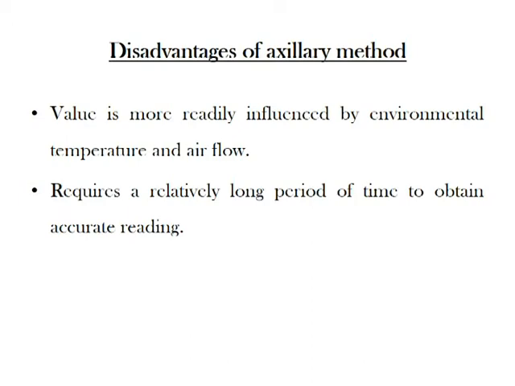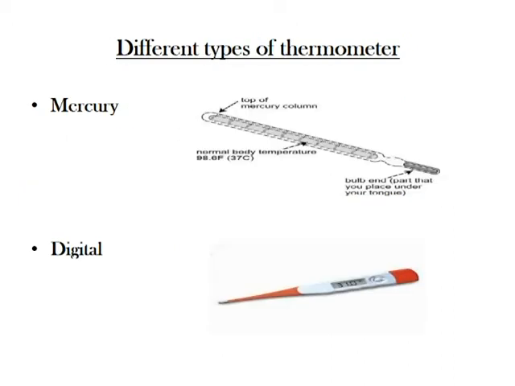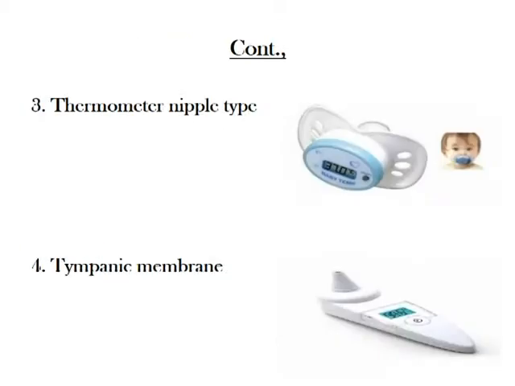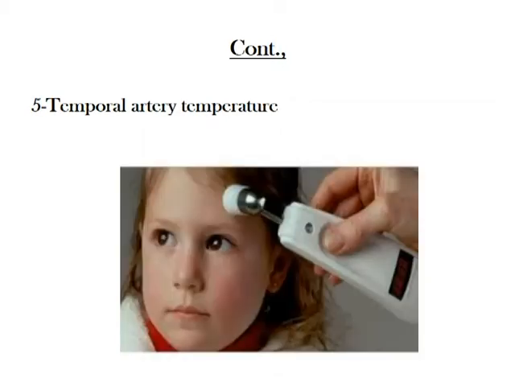Disadvantages of axillary method: value is more readily influenced by environmental temperature and airflow, and it requires a relatively long period of time to obtain an accurate reading. Different types of thermometer: number 1 mercury, number 2 digital, number 3 nipple type, number 4 tympanic membrane, number 5 temporal artery temperature.